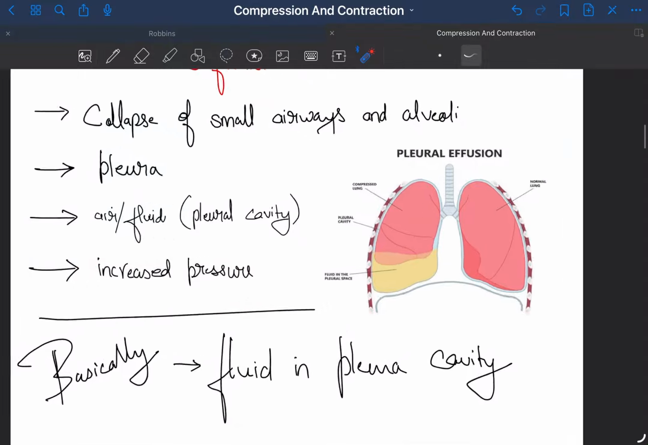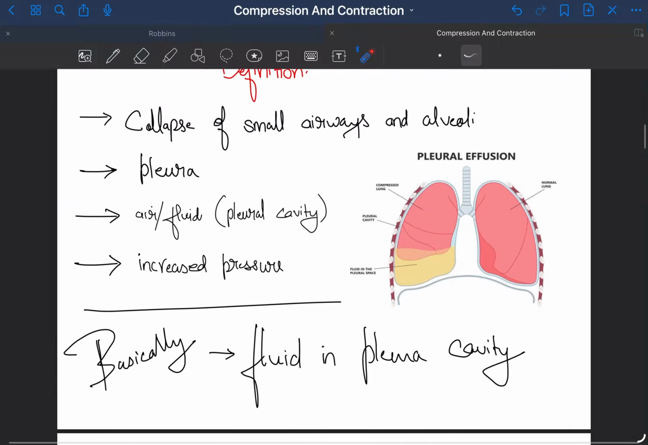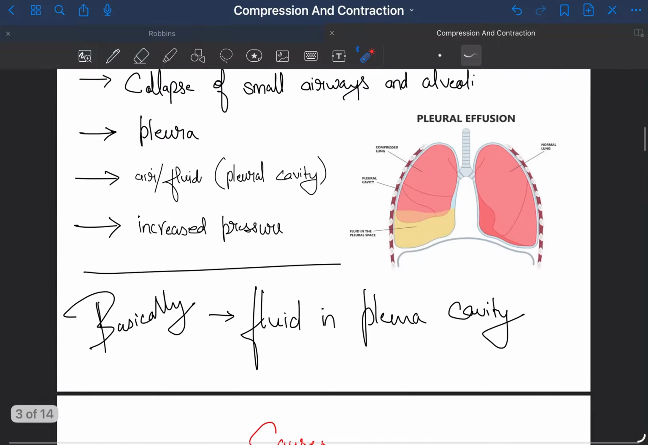So as you can see in the picture, this is the pleural effusion. Here there is fluid present in the pleural space. This is compression. So basically you just need to remember fluid in the pleural cavity.